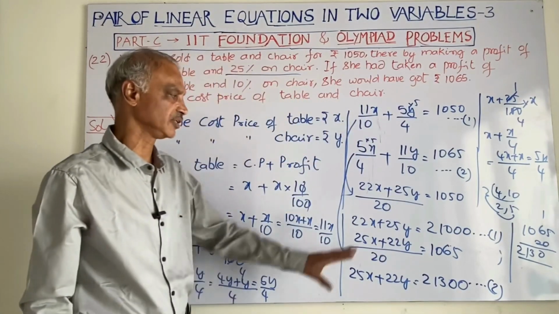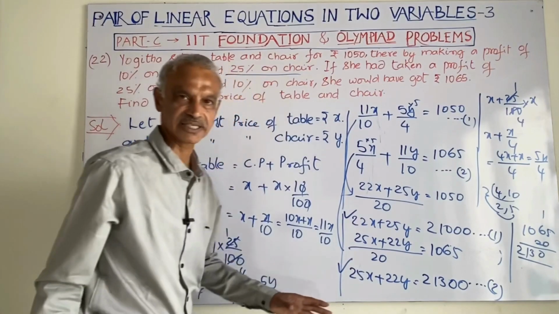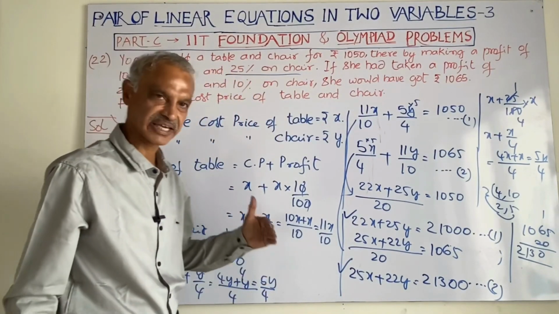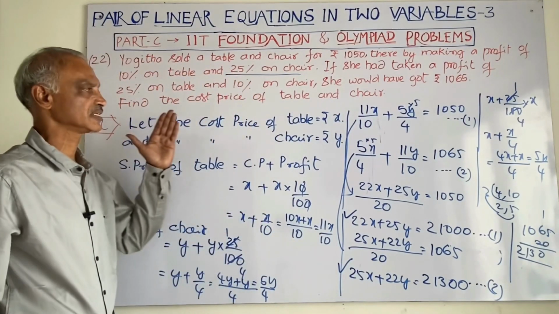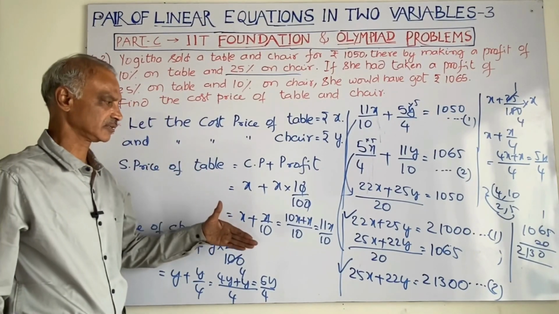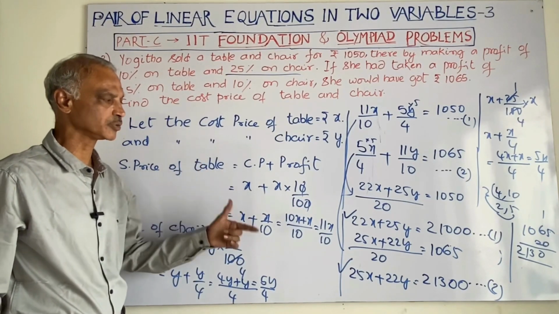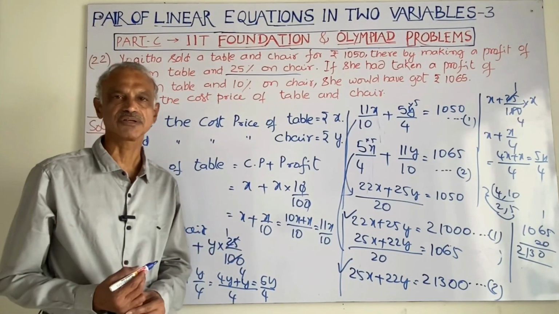Now you have to solve these two equations. This equation and this equation, first and second equation. You will get the values of x and y. That is the cost price of table and cost price of chair you will get. Next, I will rub the board and we will solve these two equations so that you will get the values of x and y.